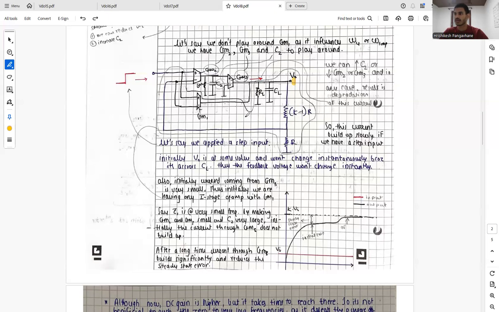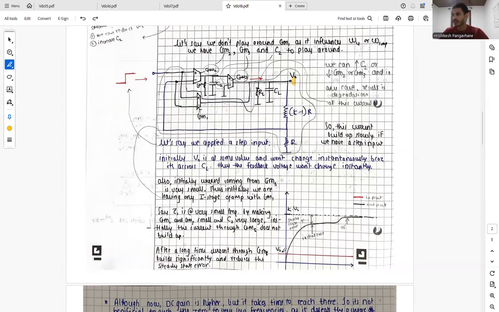So let's say the 0 z1 is at a very small frequency. Let's say we have increased the value of C2 and decreased GM2, GM3. So the current, let's suppose, takes time to build up, the case we discussed just now. So let's take it that we shifted our zero to a very small frequency by changing the values. Initially the current through GM3 does not build up, and after a long time the current through GM3 builds up significantly.